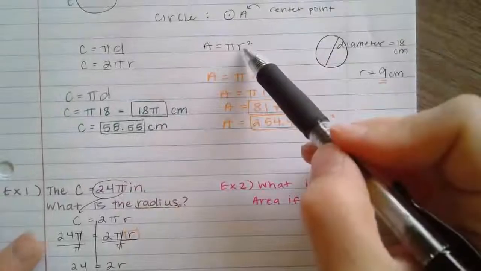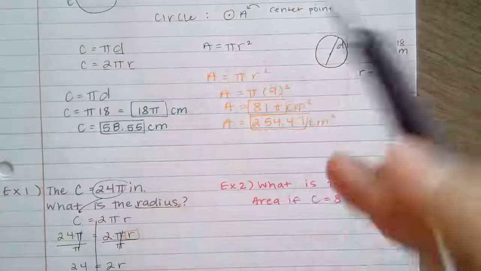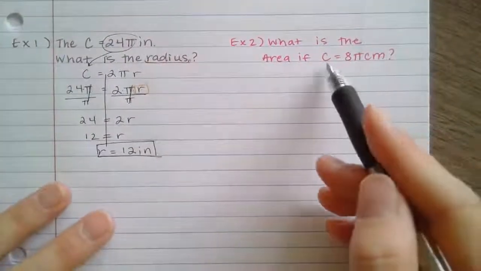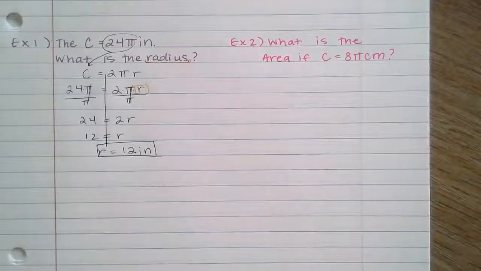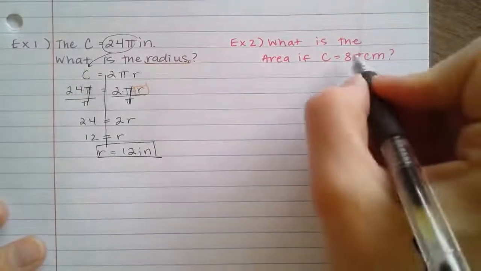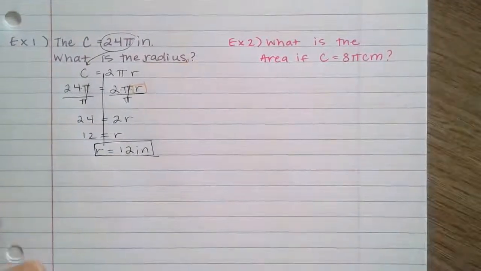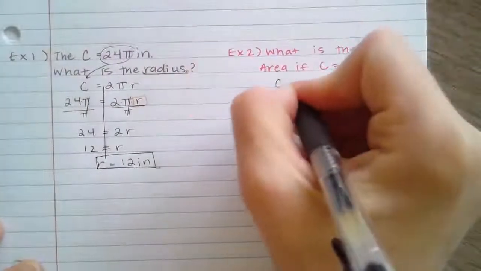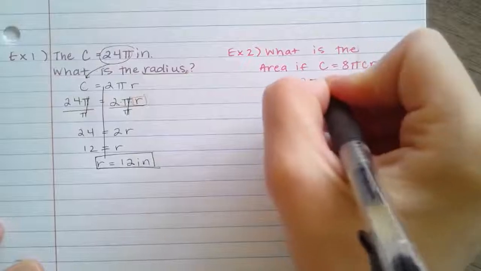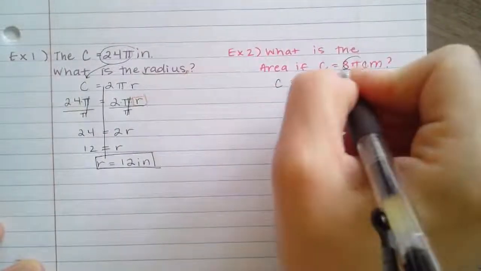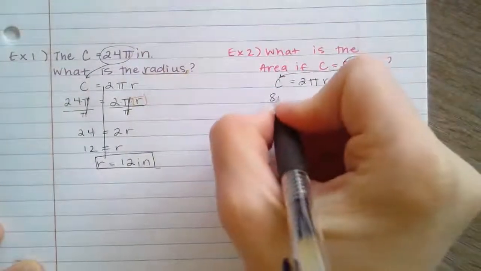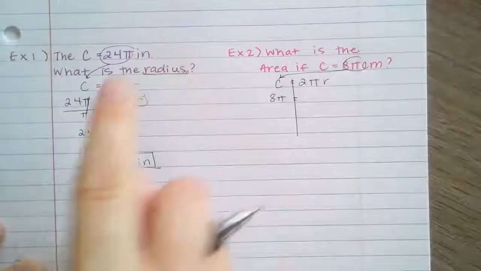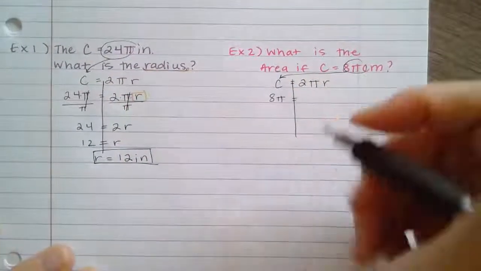Well, if I want to know my area, I need to know what the radius is. Can I find the radius from the circumference? Yeah, I totally can. I'm going to use the circumference to find the radius. Let's do that first, just like how we did over here. So the circumference is 2 pi r, and I know that my circumference is 8 pi. So very similar to what we did over here, we're going to do something very similar.